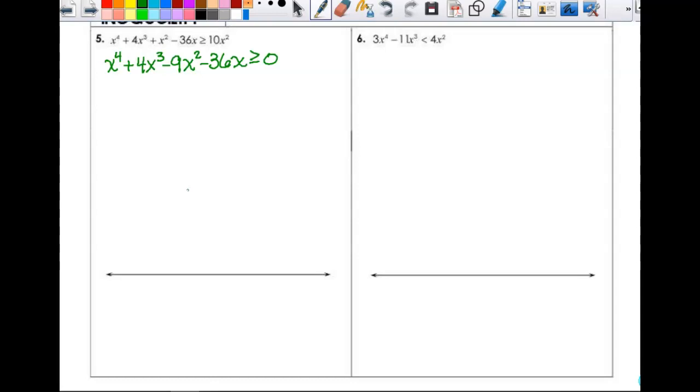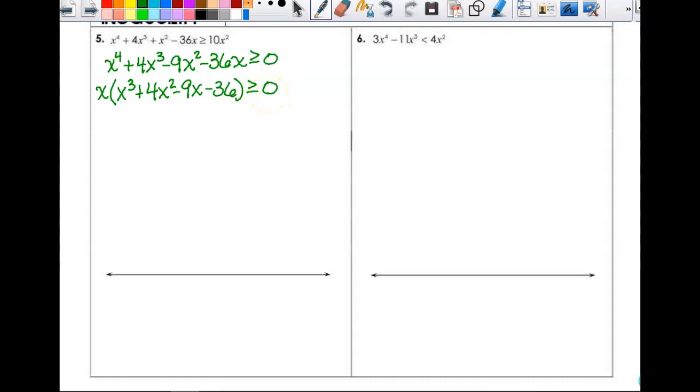The next thing I have to do is factor. What do I always look for first when I'm factoring? The GCF, right? So I have one. It's just plain old x. So I'm going to take this x out, and I get x cubed plus 4x squared minus 9x minus 36 is greater than or equal to 0.